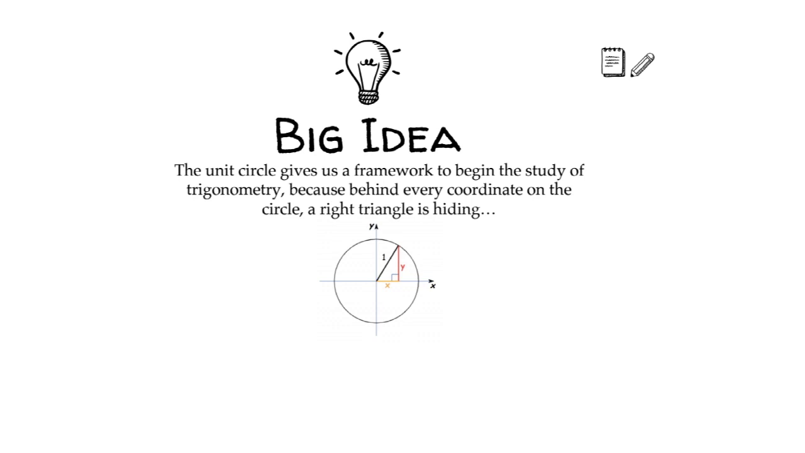To summarize, the unit circle gives us a framework to begin the study of trigonometry, which is, of course, the study of triangles. And the reason for that is behind every single coordinate on the unit circle, every coordinate can be paired with a radian measure. And behind every coordinate, there's a right triangle hiding, if you look close enough.